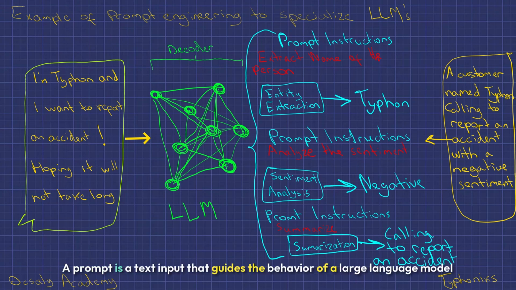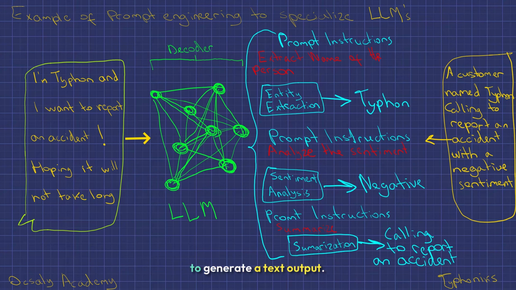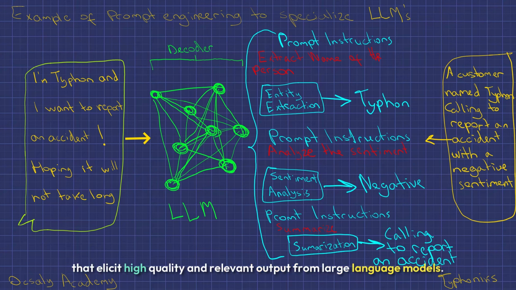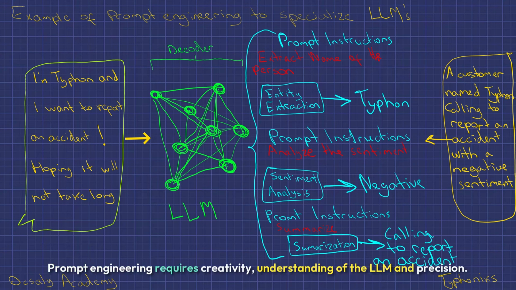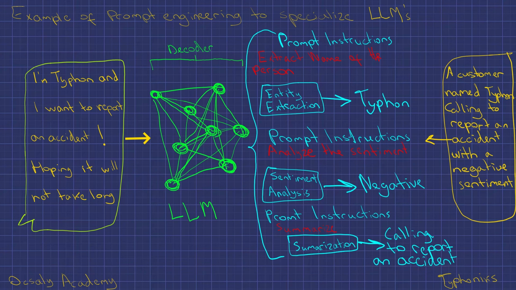A prompt is a text input that guides the behavior of a large language model to generate a text output. Prompt engineering is a process of designing effective prompts that elicit high quality and relevant output from large language models. Prompt engineering requires creativity, understanding of the LLM, and precision.